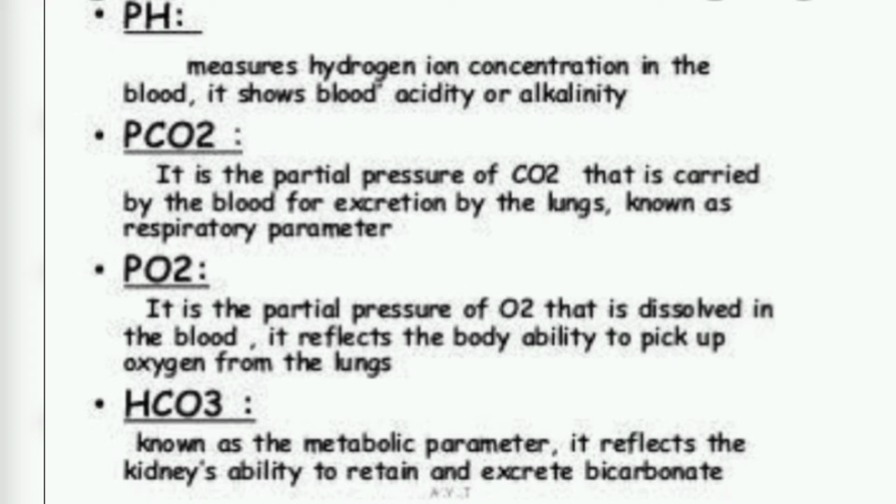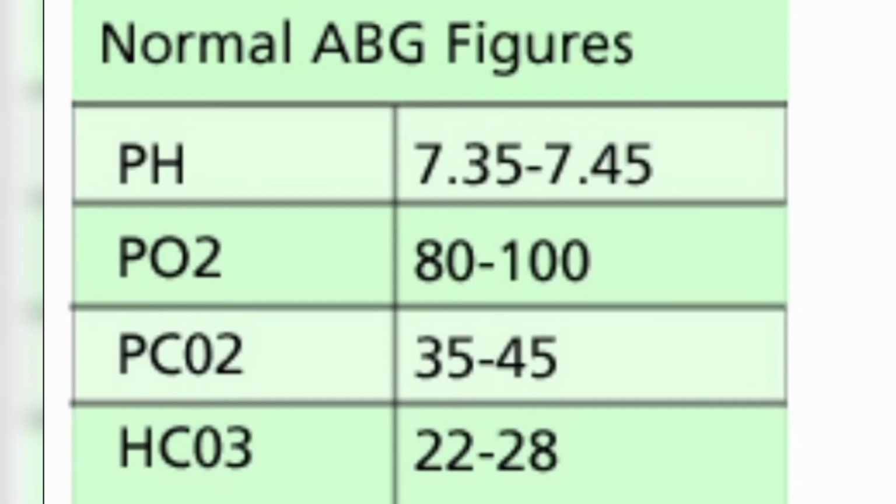So these are all the important parameters we can observe in an ABG: pH, PCO2, PO2 and HCO3 level. And what are all the normal ranges of ABG figures? pH is 7.35 to 7.45, PO2 80 to 100, PCO2 35 to 45 and HCO3 22 to 28. So this is the normal range of ABG figures. Based on this we have to interpret the ABG.